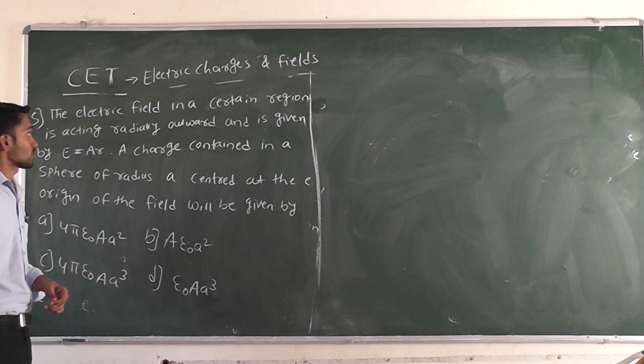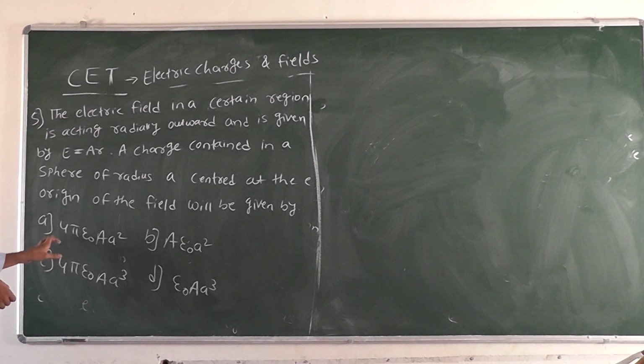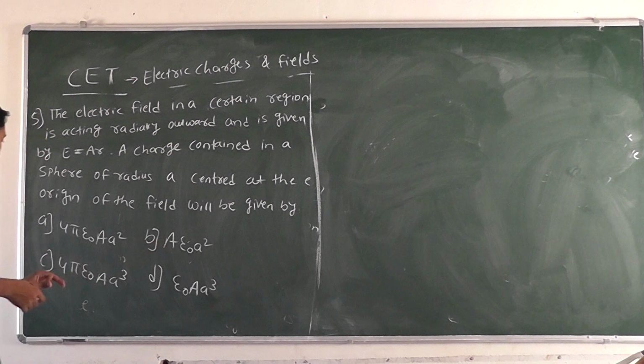Okay. The next question is, the electric field in a certain region is acting radially outward and is given by E is equal to A r. The charge contained in a sphere of radius A centered at the origin of the field will be given by: option A, 4 pi epsilon naught A squared; option B, epsilon naught A squared; option C, 4 pi epsilon naught A cubed; option D, epsilon naught A cubed.